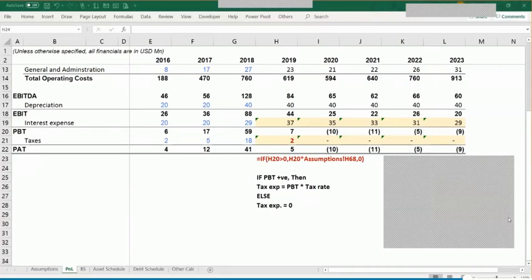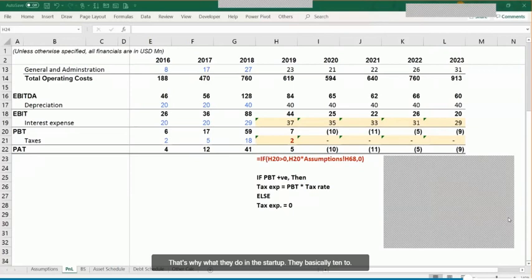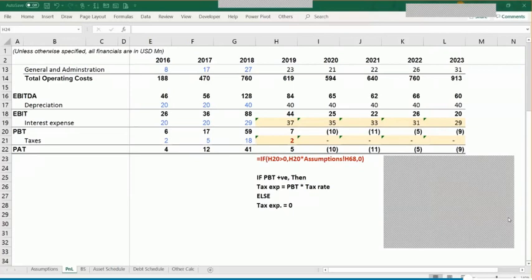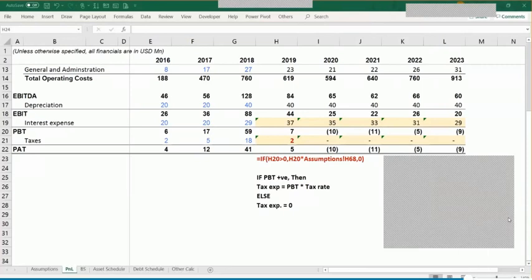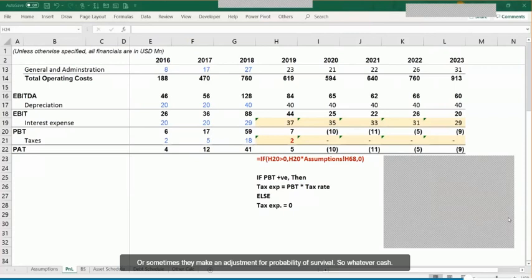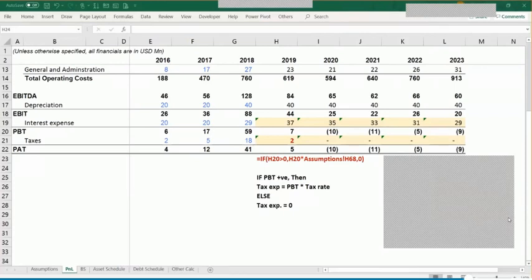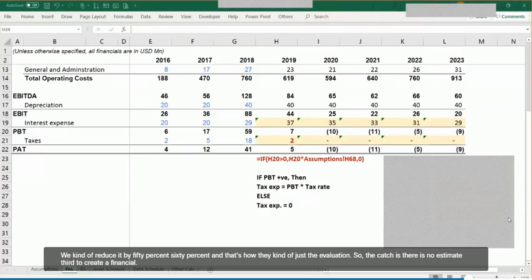That's why in a startup they basically tend to take a huge amount of risk premium, which I'm going to talk about in the class tomorrow. When we do the valuation, they increase the cost of capital. So if it is, let's say, 20%, normally they will take 30%, because they're taking an additional risk and they would increase that cost of capital. Or sometimes they make an adjustment for probability of survival. So whatever cash flows we compute, we kind of reduce them by 50%, 60%. And that's how they adjust the valuation.